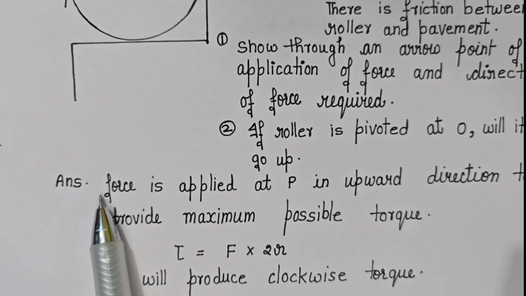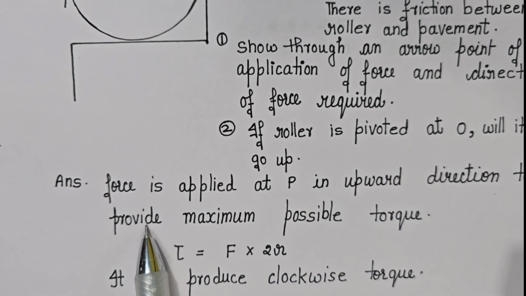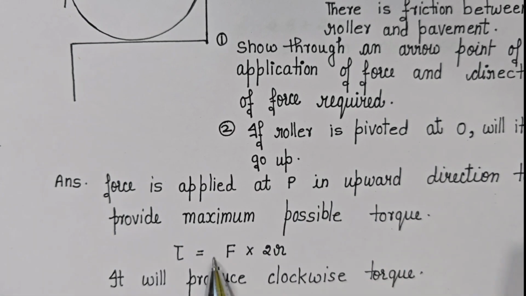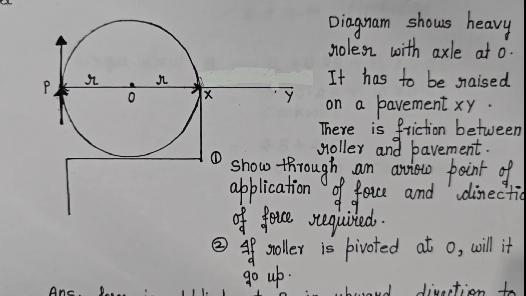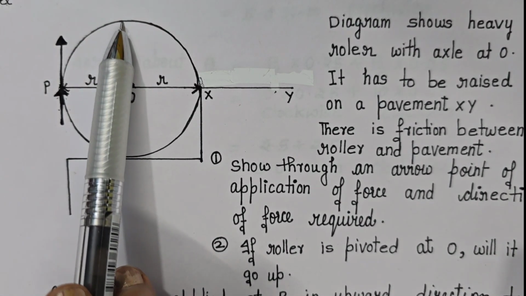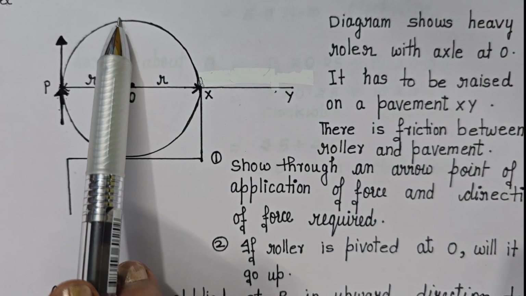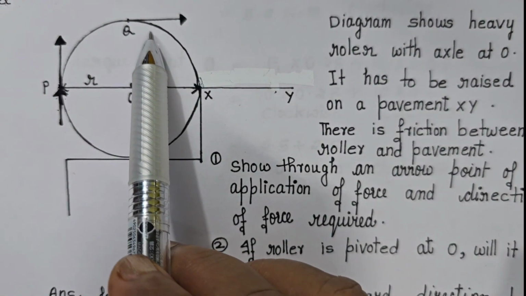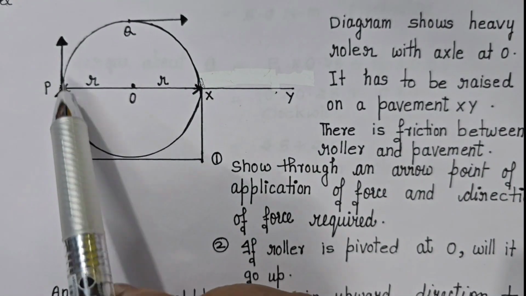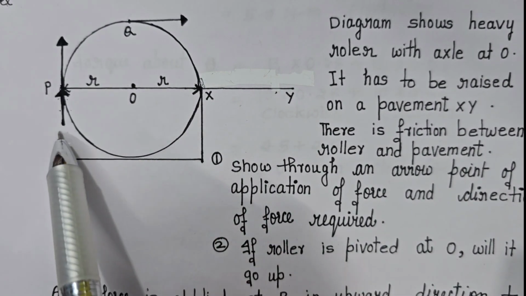I will write my answer that force is applied at point P in upward direction to provide maximum possible torque. Then I will show the torque, what is the calculation, and it is producing clockwise torque. This will be my complete answer. In case you are given that a force is applied at this point, I will take this point as Q and in this direction. And then question is asking, if same force is applied at the two places, what is the torque produced by this force and what is the torque produced by this force?